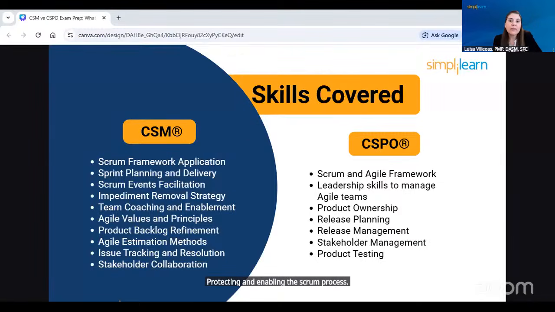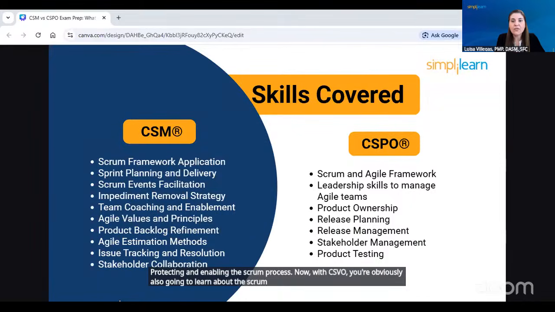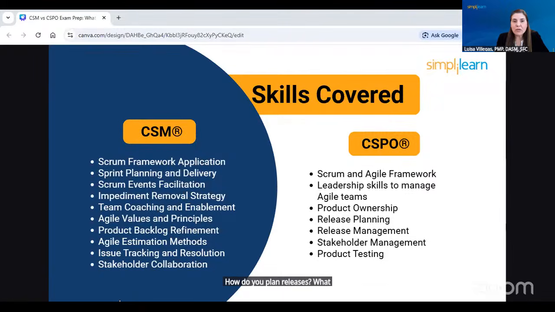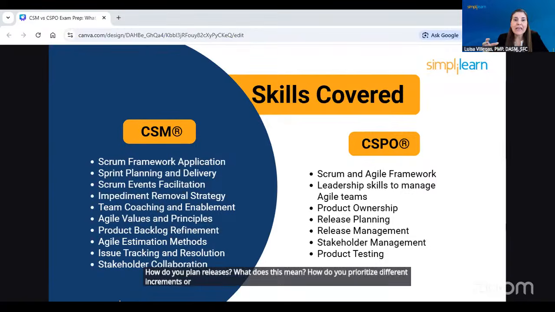Now with CSPO, you're obviously also going to learn about the Scrum and the Agile framework, but you are going to focus on leadership skills to manage Agile teams. You are going to understand what owning a product means. How do you determine the vision for a product? How do you plan releases? What does this mean? How do you prioritize different increments or different tasks in order to maximize value for your customers? That is what release management means.